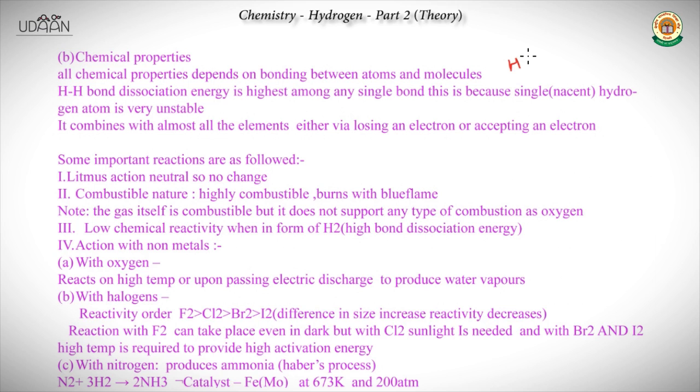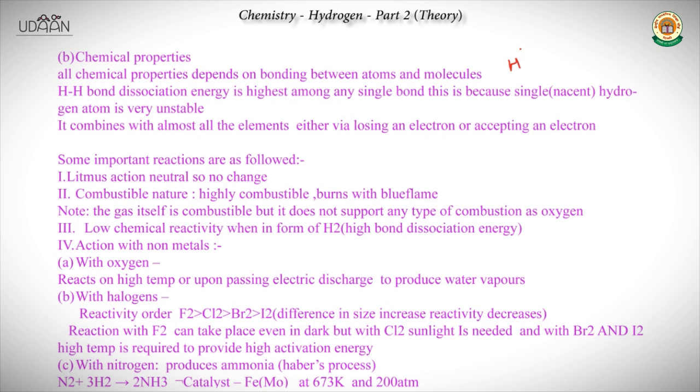A single hydrogen atom has only one electron in its outermost shell, and its octet is not complete. So it will lose an electron or gain an electron to complete its octet, to achieve a noble gas configuration and become stable. Now it combines with almost all the elements either by losing an electron or by accepting an electron.